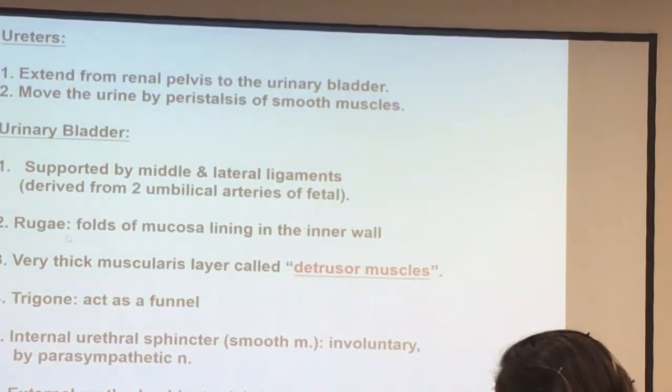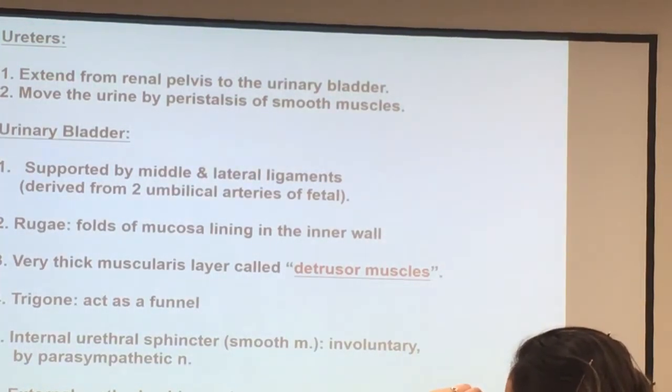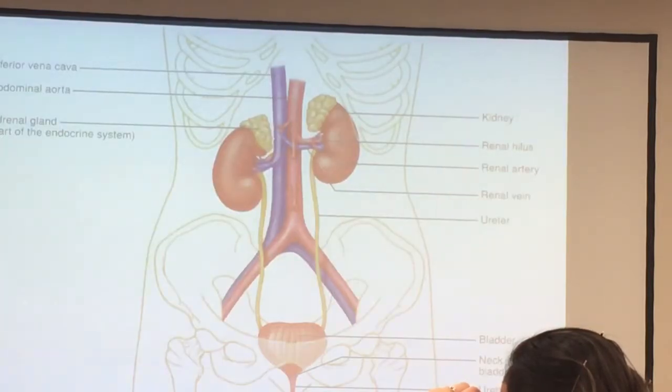The urinary bladder wall has a very thin muscular layer we call the detrusor muscle. And the lower part here we call the trigone, triangle shape, looks like a funnel. And at the lower part, the opening of the urinary bladder, we call the internal urethral sphincter. We have the other one, external. Okay, let's take a look at the figure first.